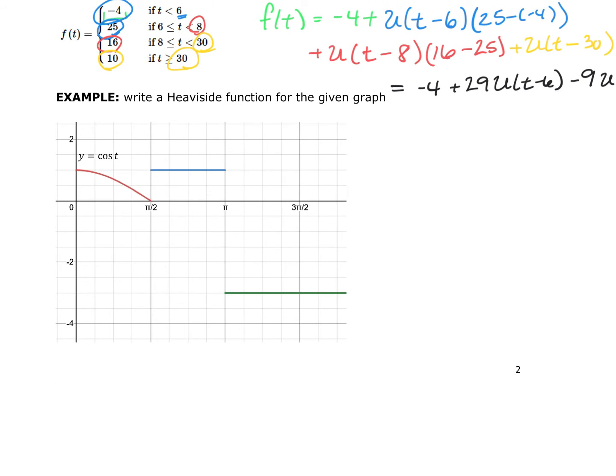Now, I'm asked to find a Heaviside function for this given graph. So the first thing I'm going to do is figure out where I break up. Well, I break up the first time at pi over 2. I break up again at pi, and then that's it. So I'm going to write a piecewise function that describes this graph. So I'm going to have this equal to, now the first piece is the cosine of t. So here's my first piece.